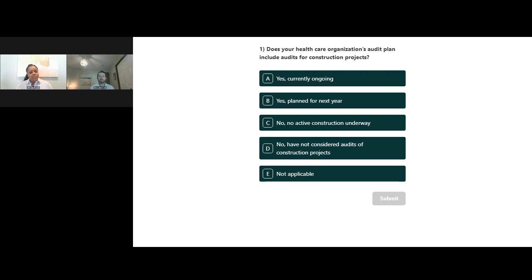So the first polling question is, does your healthcare organization's audit plan include audits for construction projects? Your options are yes, currently ongoing, yes, planned for next year, no, no active construction underway, or no, have not considered audits for construction projects, or not applicable. The polling questions are located right on the slides that we're presenting. If you can't see it, you're going to just need to hit the F5 key to refresh your console.